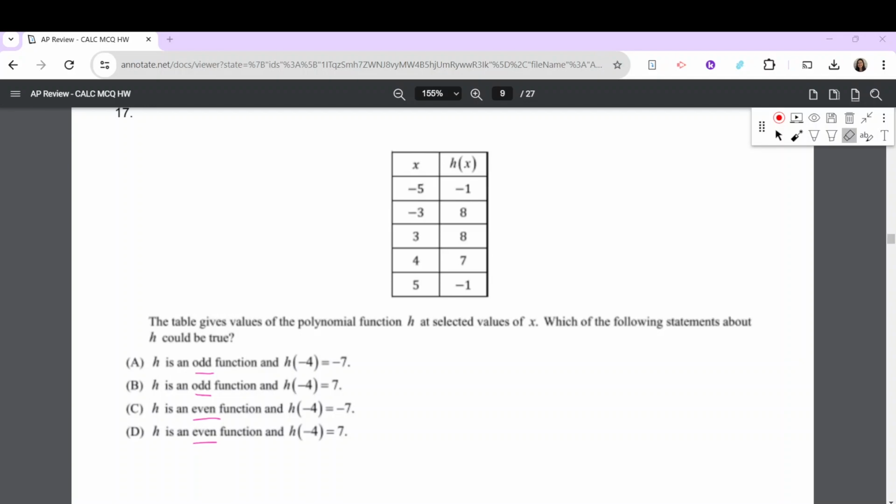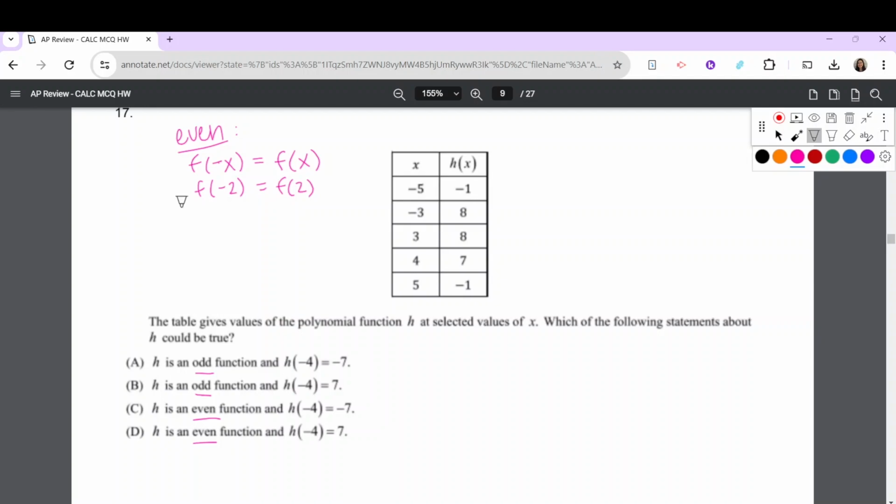So just a little review for even and odd functions. For an even function, if I plug in an opposite x, like negative x, I'm going to get the exact same y value that I would get if I plugged in the positive version of that. So if I plugged in negative 2 as my input, I'm going to get the exact same y value that I would get from plugging in a positive 2. If that's true, we know that this is going to be an even function.